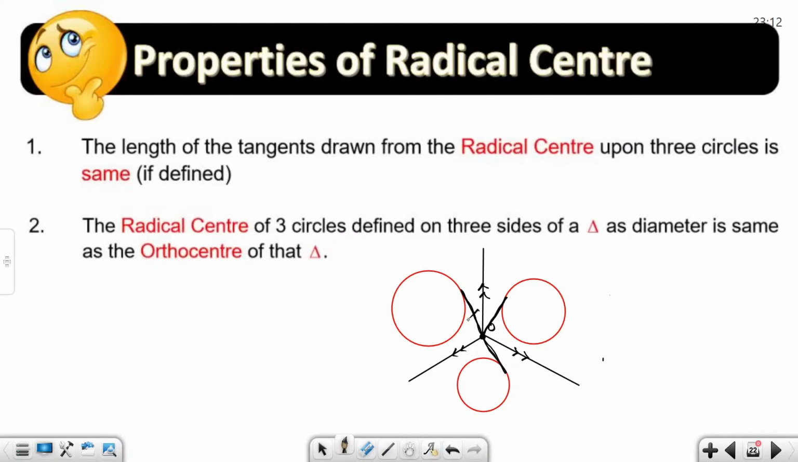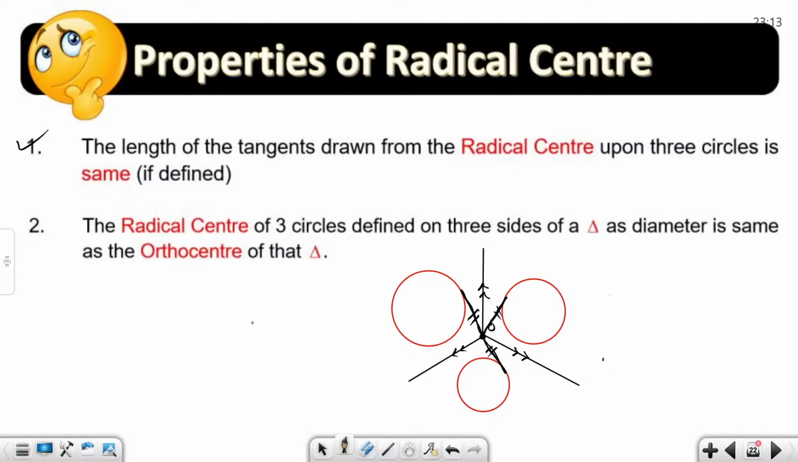Therefore, this length and this length are equal. Hence, the first property: the length of tangents drawn from the radical center, because the radical center is a point which is common to all those three radical axes. Therefore, any tangents drawn from this point on the three circles will be the same. Okay, that proves our first property.